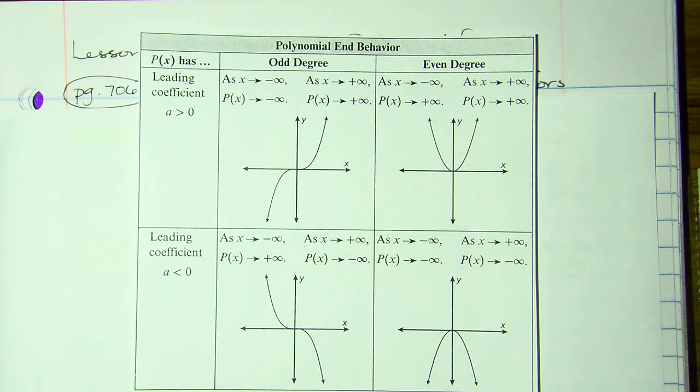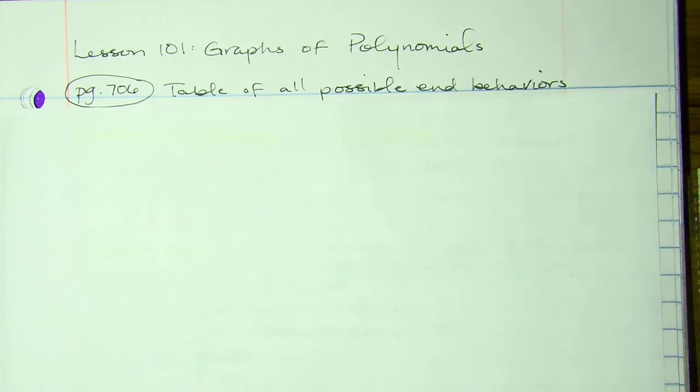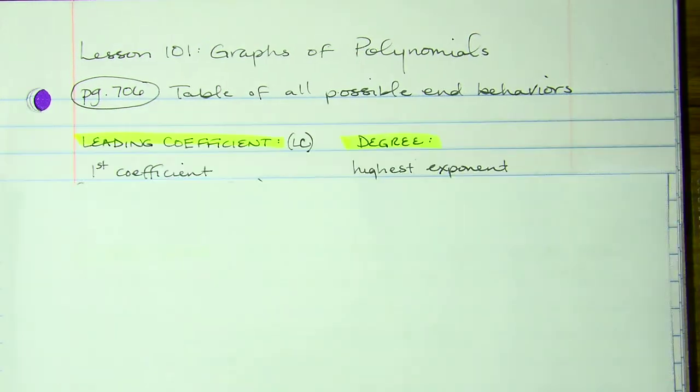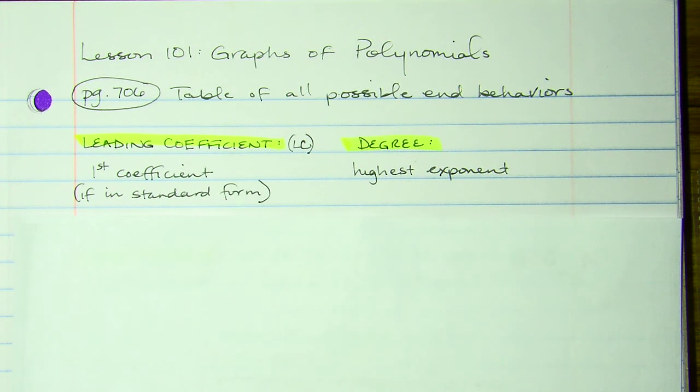But end behavior, and we're going to go over that, is based on odd or even degrees, and it's based on whether you have a positive or negative coefficient. So first I want to talk about some vocabulary. Our leading coefficient is the first coefficient if in standard form. It's the first number in front of x, okay?